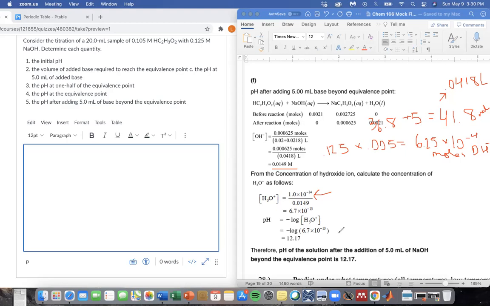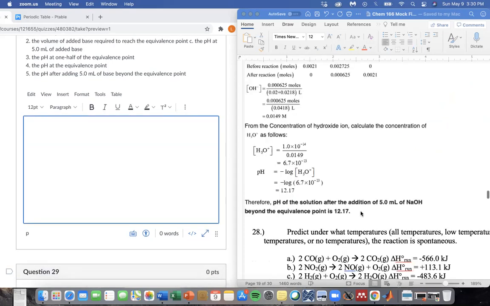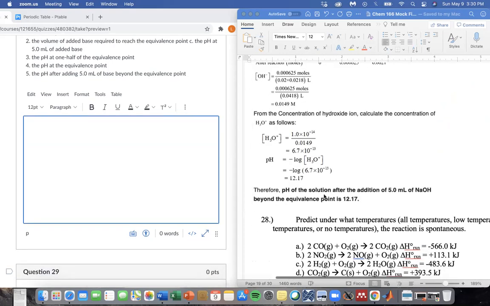And this should make sense because at this point, your solution's been entirely neutralized. It's only base, and you have a ton of strong base in there. So it should be a really basic solution, which it is at 12.17.